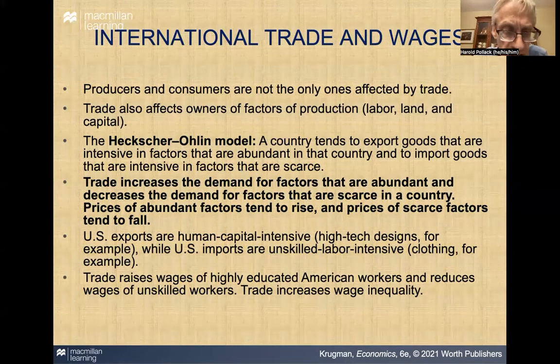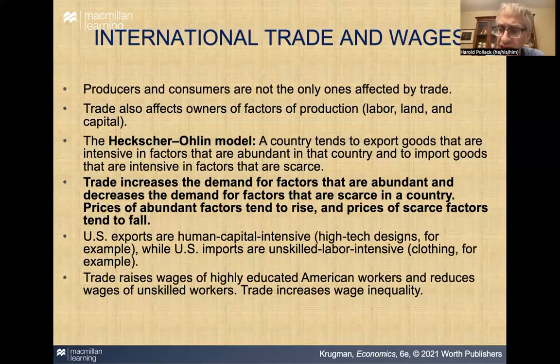So if you think about what happens in the US, if the US is exporting a lot of human capital intensive goods like high-tech designs, things like that, wages for high-tech workers are going to go up. And if the US is importing a lot of goods that are very intensive in unskilled labor, that could be clothing, could be other things, then you could imagine that the wages of American workers who produce things like clothing are going to go down because they are effectively competing with foreign workers who have lower wages. So trade is going to raise the wages of highly educated American workers and reduce the wages of unskilled workers. And in that sense, trade increases wage inequality.